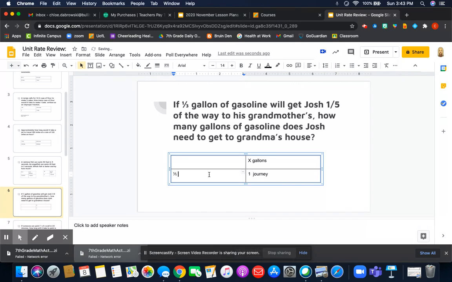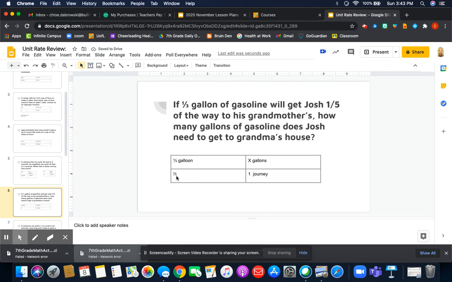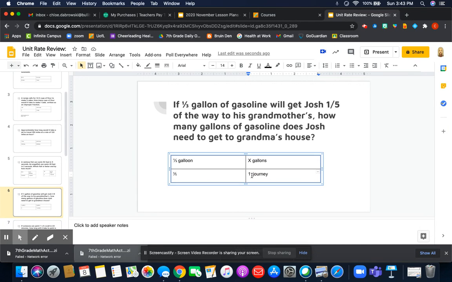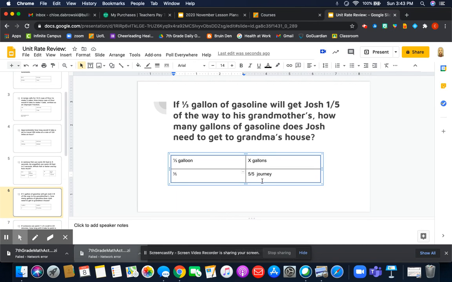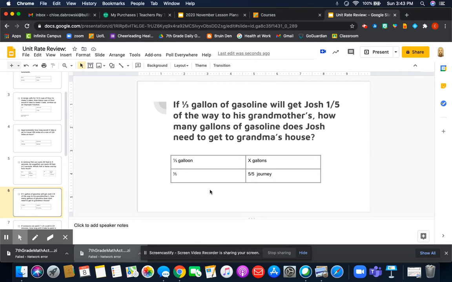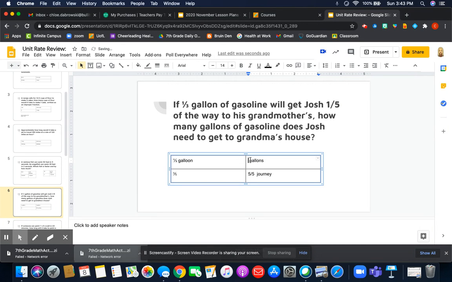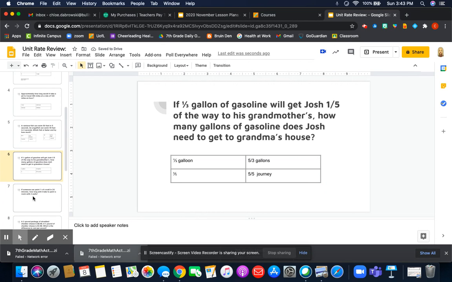So we know he went 1/5 and he has 1/3 of a gasoline. So we need to figure out what I am multiplying this 1/5 by in order to get over here at 1. I'm going to go ahead and change my 1 to 5/5 just so I can see that a little bit easier. So I know 1/5 times 5 will give me that 5/5. So I need to do 1/3 times 5. Again, we're going to change that times 5 over 1. So 1/3 times 5 over 1 is going to get us 5 over 3 gallons. We can leave it just like that.